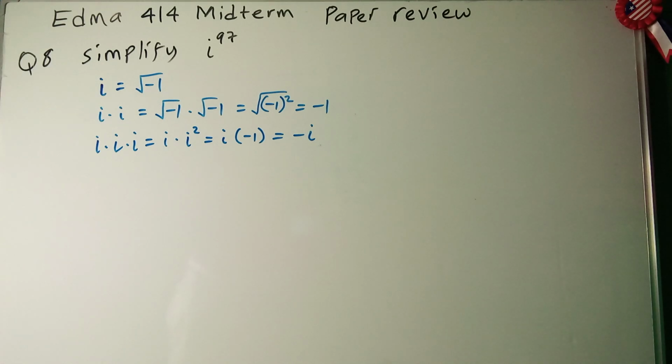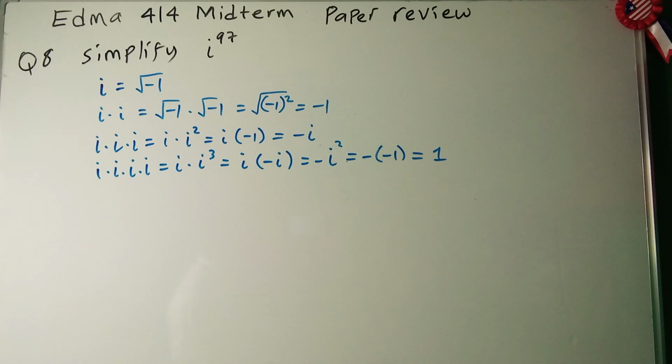So what will be i to the 4th using the very same method? i to the 4th is i times i times i times i, which is the same as i times i cubed. But we know that i cubed is -i. So we have i times -i, which will give us -i squared. We know that i squared is -1, so that will be -1 times -1, and -1 times -1 is +1. So i to the 4th is +1.